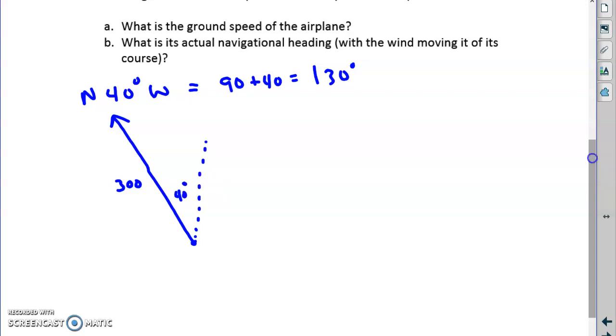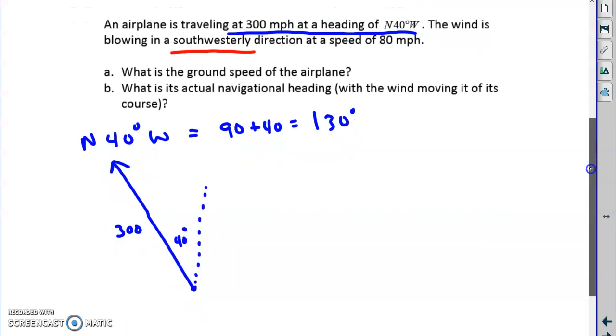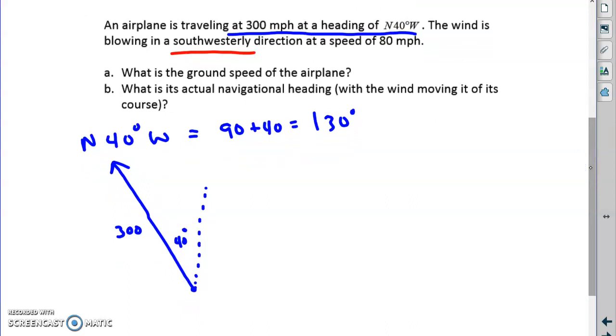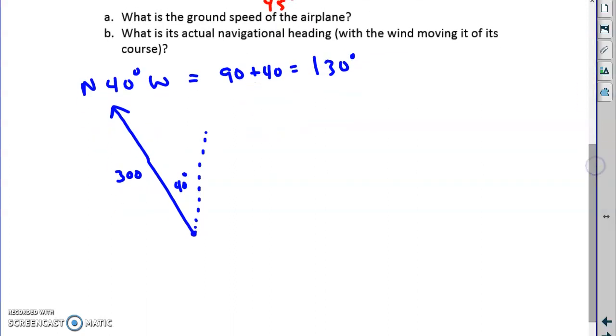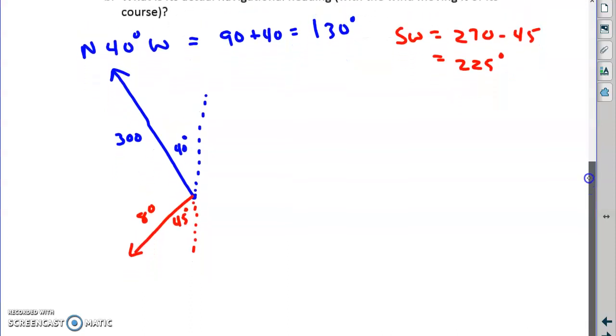The wind is blowing in a southwesterly direction, but no number. Magnitude's 80, I got that. But what's the direction going to be? If there are no numbers, that means 45 degrees in the middle. So where that would go is southwest 45. I'm going to try to draw it to scale. That's about 80. So that would be 45. And again, let's convert. Southwest would be 270 minus 45, which is 225.